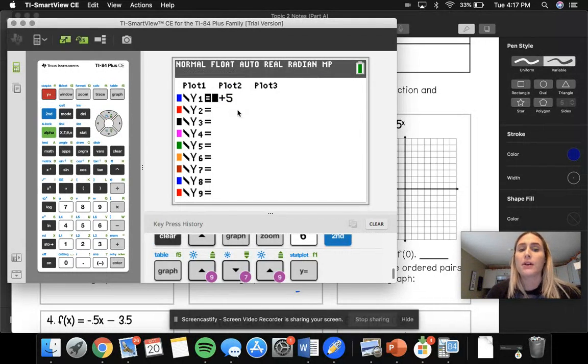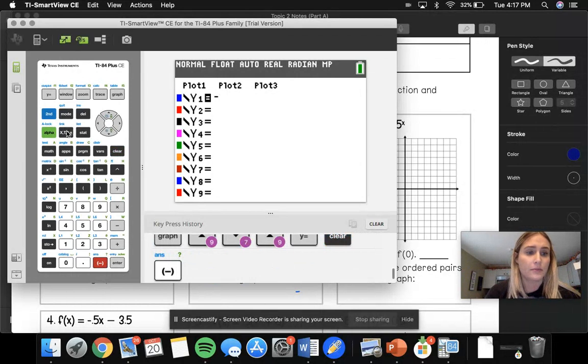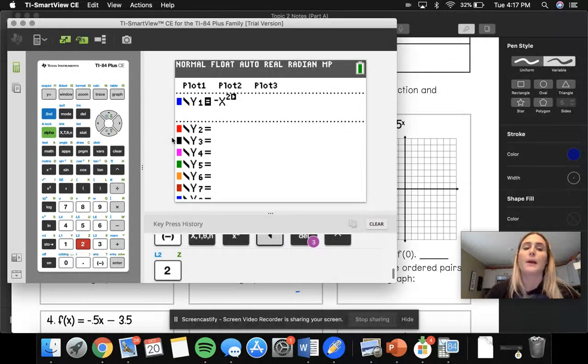Okay, and now I want to graph something different, so I'm going to hit the clear button. Okay, so I want to type in negative x squared. So I'm going to type negative, hit the x button, and then there's 2 ways to do a square. You can either hit the x squared button, if you like that, or you can hit the caret button, which is again an exponent, and then just make it a square. Okay, negative x squared.